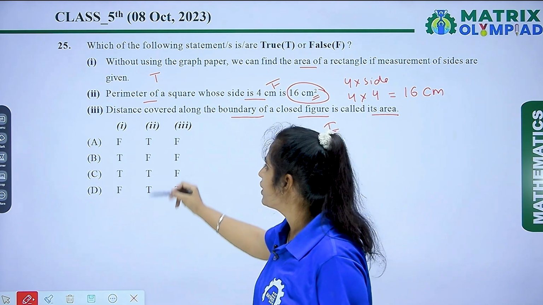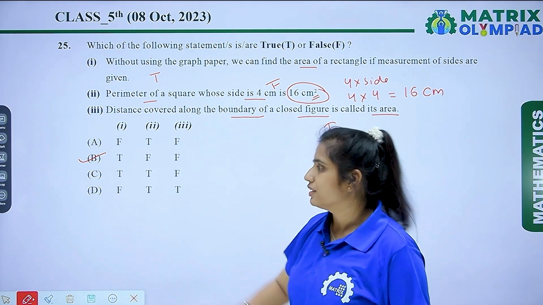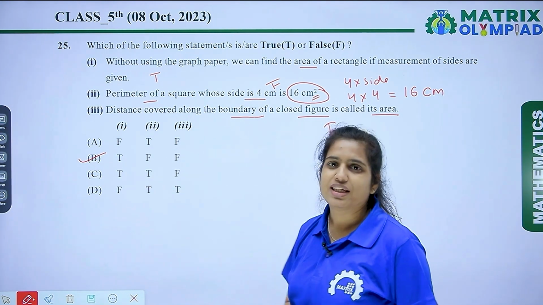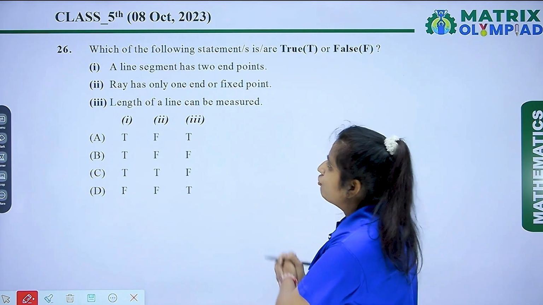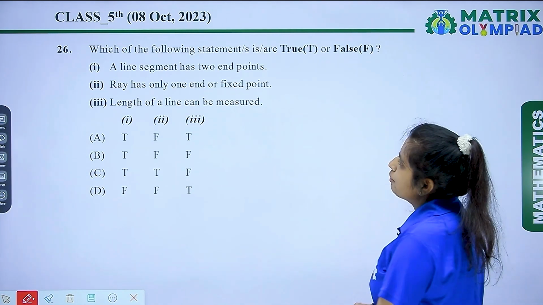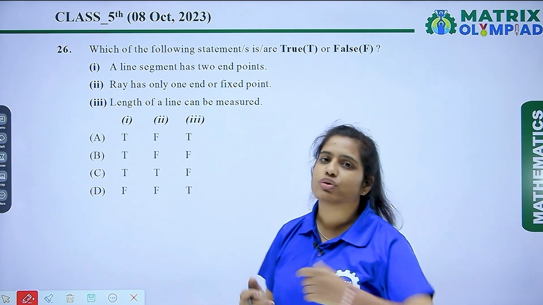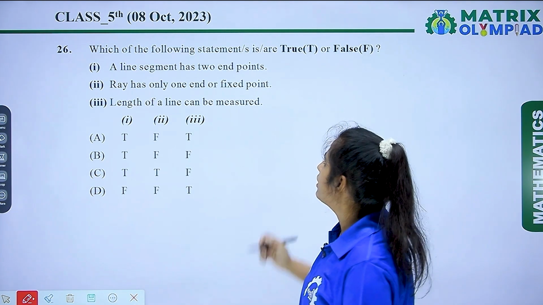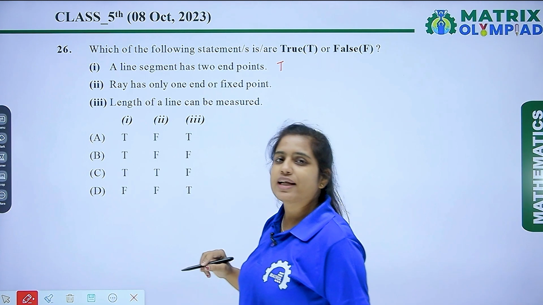Now let's check the option. Here option B is the correct answer. This is true, false, false. Let's begin with the next question. Now in the next question, the first statement is a line segment has 2 end points. Yes, this statement is true क्योंकि 2 end points होते हैं एक line segment में. तो this statement is true.